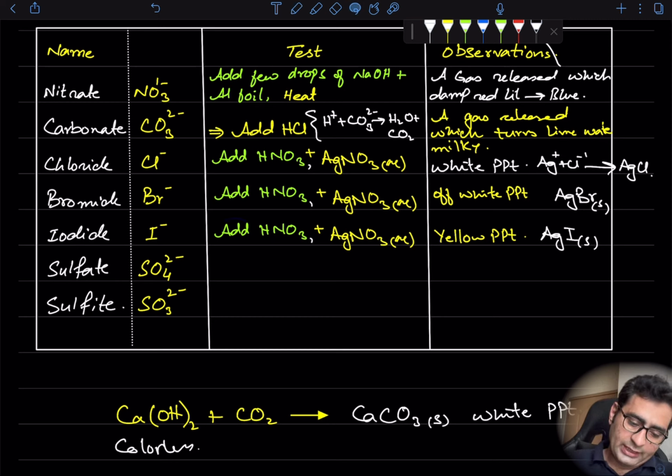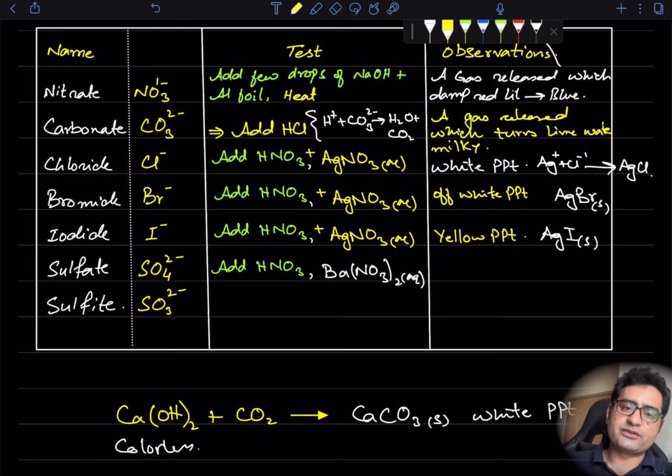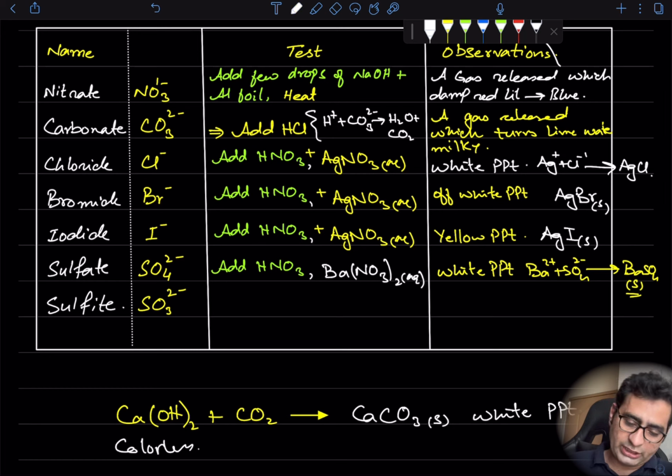And for sulfate ion, again add dilute HNO3. After adding dilute HNO3, add barium nitrate or barium chloride, both you can add. Barium chloride is a colorless solution. In the case of sulfate, if sulfate ion is present, it forms a white precipitate of barium sulfate. This is barium 2 positive and sulfate SO4 2 negative. You have learned barium sulfate is water insoluble, so a white precipitate of barium sulfate will be formed.